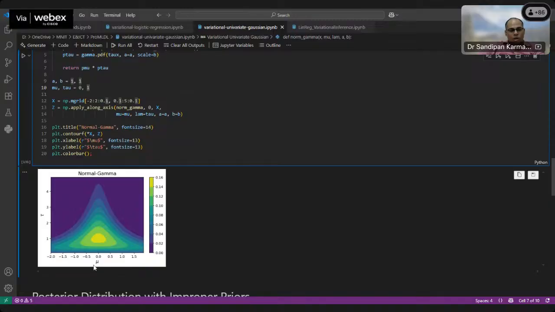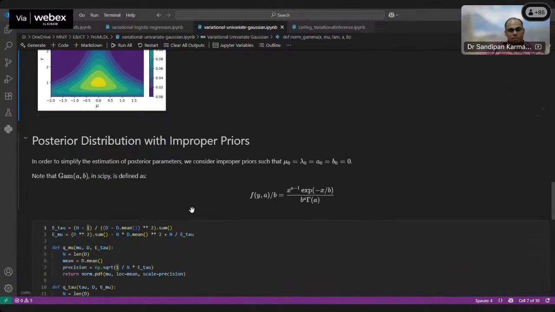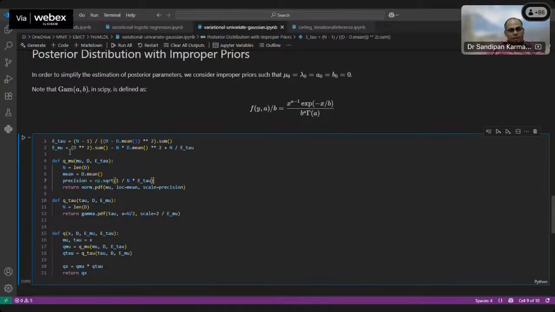This is a contour plot. On one axis it is mu and on the other it is tau. The contour plot of the normal gamma will look like this, just as an example. Now the gamma distribution is x to the power a minus 1, b to the power minus a, exponential of minus x by b, divided by the gamma function of a. Now you can write the expected values, expectation of tau and expectation of mu, like this.